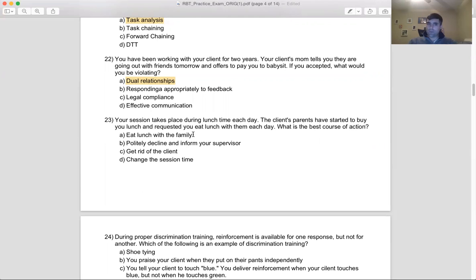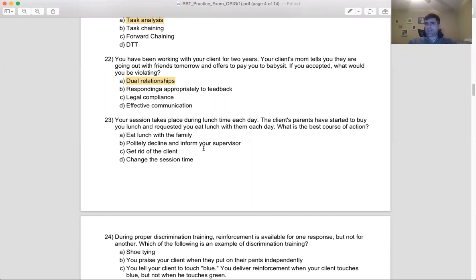Should you eat lunch with the family? No. This answer should jump out at you as an automatic no. That is not what you're there to do, right? And again, you're close to dual relationships if you start eating lunch and that kind of thing. B, politely decline and inform your supervisor. This is a pretty good answer, right? You say, no, sorry, it's against our ethical code, or whatever language you want to use. And then you tell your supervisor, so if it occurs again, they can come help and step in, right? So B looks pretty good.